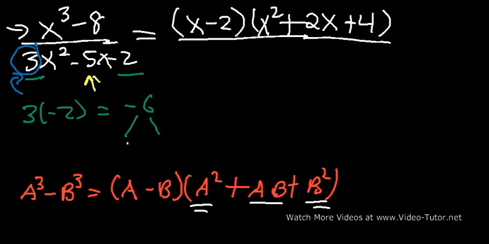So if we divide negative 6 by 1, we'll get negative 6. 1 times negative 6 is negative 6, but 1 plus negative 6 is negative 5. So now, let me do this somewhere else before I put my answer here.